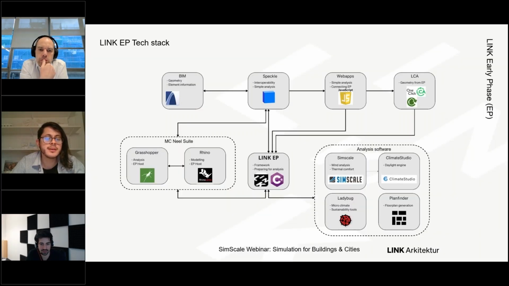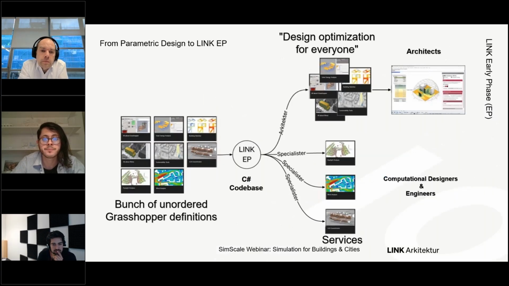And within the tech stack that we have built up for the augmented architect, we have a few of the options that we're going to talk about here. We have Rhino and Grasshopper as a key part of our modeling capabilities within BIM and CAD, for example. The Link EP framework, that is the one that is uniting everything into a platform that an architect can use while sketching. And then we also have our analysis software. And here we can see where SimScale is placed to work with wind analysis and thermal comfort, being part of our tech stack for analysis software.